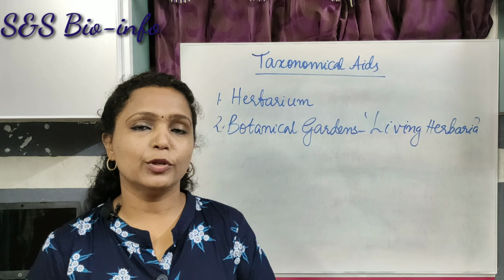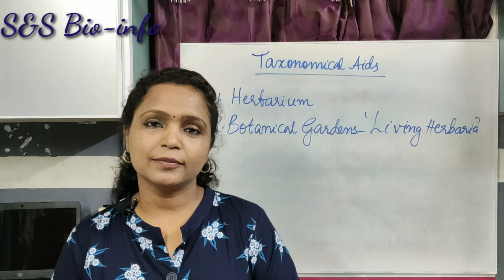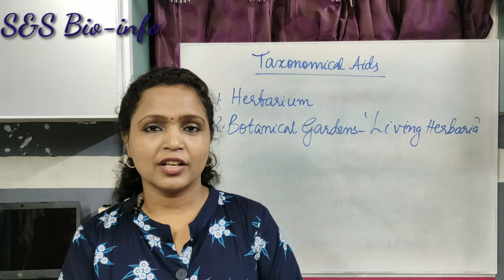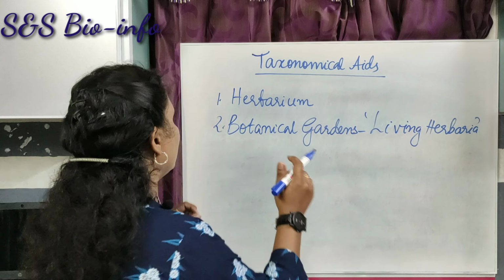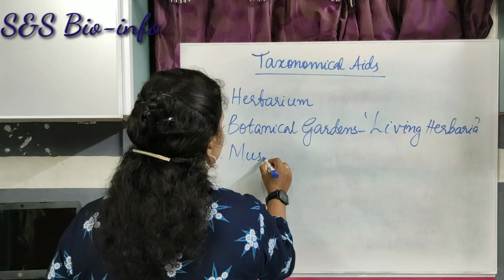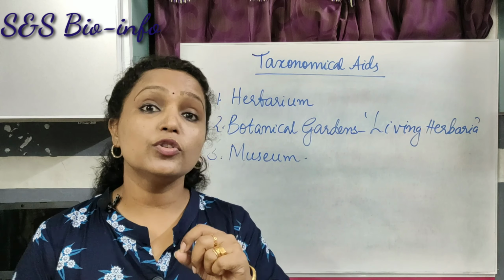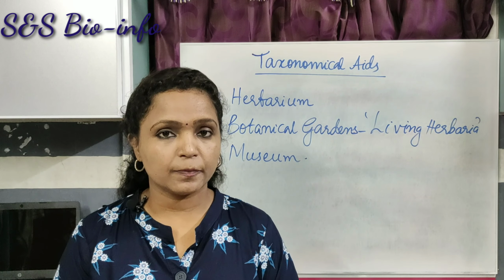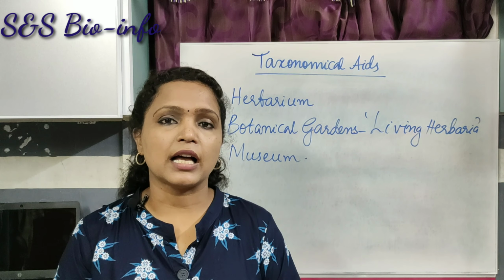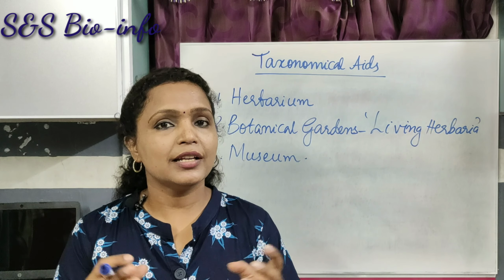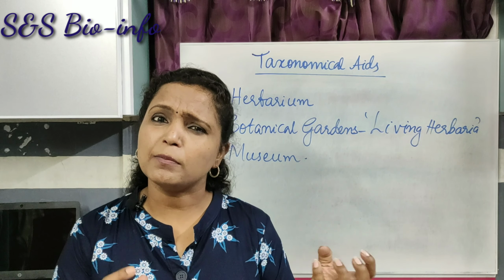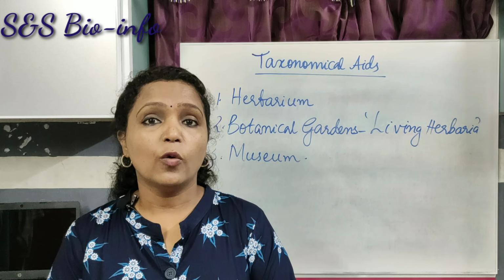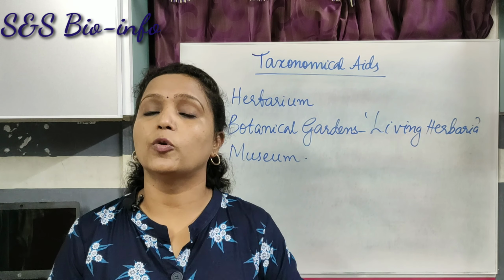Have you ever visited a museum? What can we observe there? We can observe the plant and animal specimens that are in preserved condition. So the next taxonomic aid is museum. The museum also provides us a lot of information regarding a lot of plant species and animal species. In the museum, the plants are kept in the solution, that is in the formalin or formaldehyde solution. Some plant specimens are preserved in the formalin solution, some are kept in the herbarium, while the animal specimens are kept in the formalin solution.